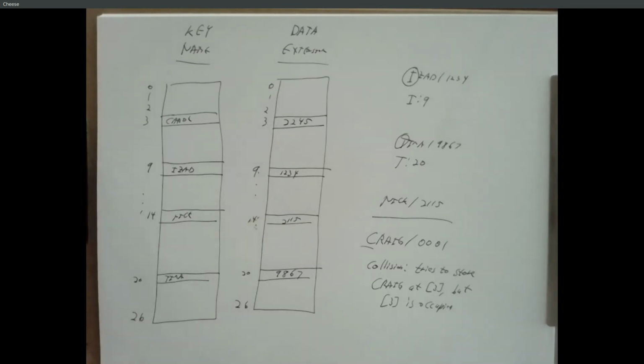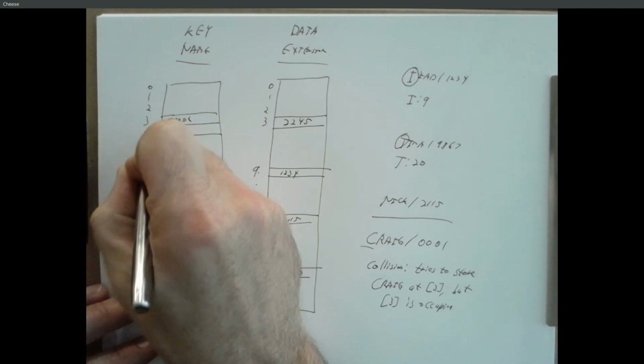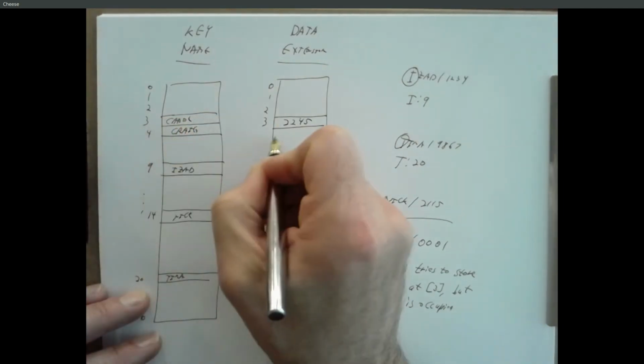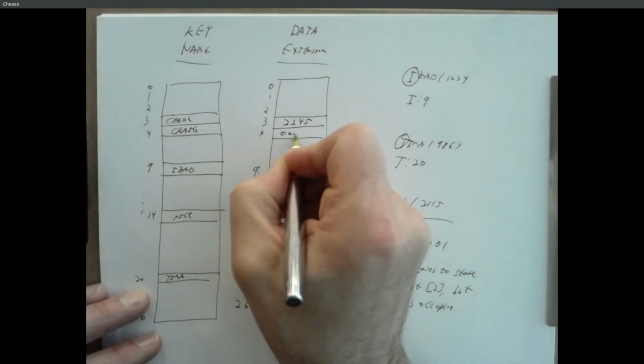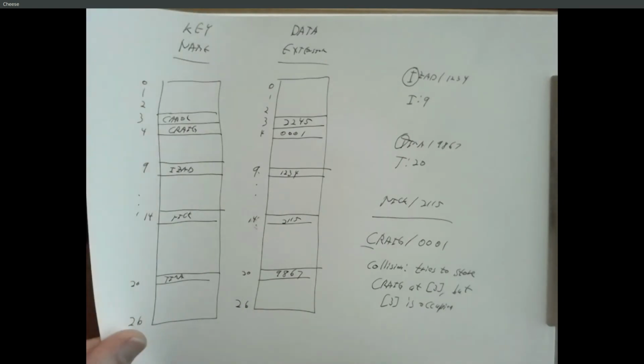There's a few things we can do here. So ideas. You could put it in the next slot. We could say, okay, well, can't put it in 3. Let's just go down to 4. 4 is open, so we'll store Craig there. And we'll store their extension. So that's something called probing.